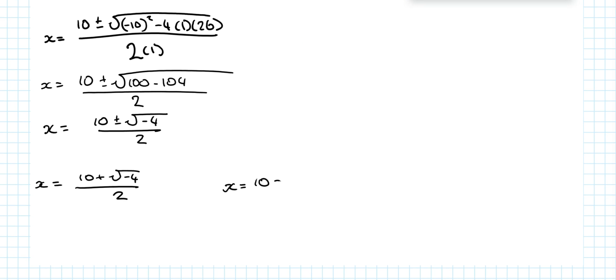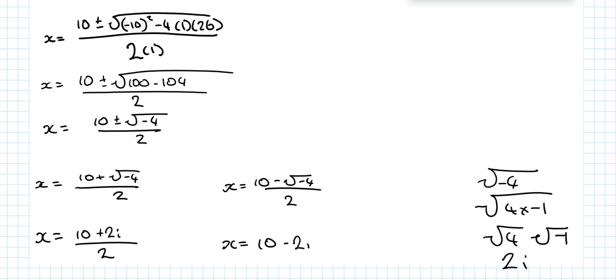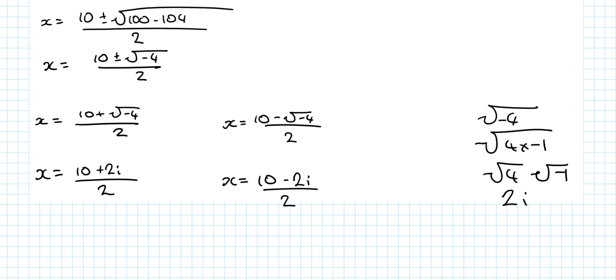x is equal to 10 plus or minus the square root of minus 4 over 2. Now remember, the square root of minus 4 is equal to the square root of 4 times minus 1, and the square root of 4 is 2, so that's 2i. So this could be written as x is equal to 10 plus 2i over 2, or x is equal to 10 minus 2i over 2. And we go, 10 divided by 2 is 5, 2 divided by 2 is 1, so you just get i. So x is 5 plus i, or x is 5 minus 1i.